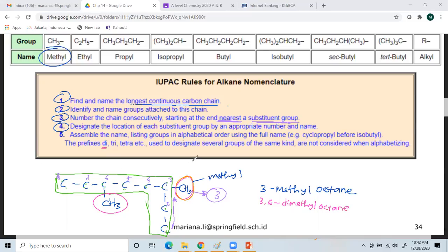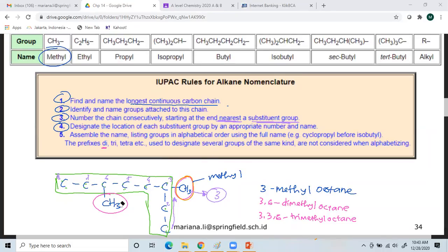What if I have one more CH3 here? The name becomes 3,3,6-trimethyloctane. Look here, how I give the name, 3, 3, 6, because there are two branches at carbon number 3. 3, 3, 6, since it is the same group, we get trimethyloctane. Okay, understand?